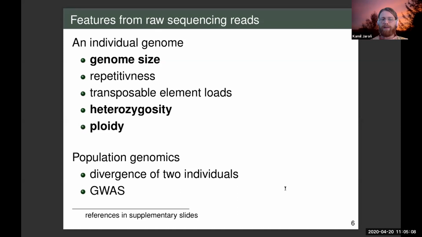There are approaches to analyze individual genomes and some features of individual genomes, and there are also some quite recent tools for population genomic scale Kmer analysis, which I find pretty cool, where they do a GWAS directly on Kmers. This is not the aim of this talk, but I do provide some references in the supplement if you're interested. I will talk about the estimates of genome size, heterozygosity, and ploidy.